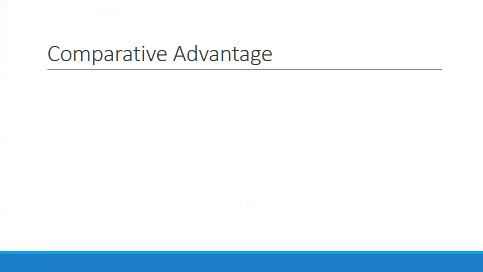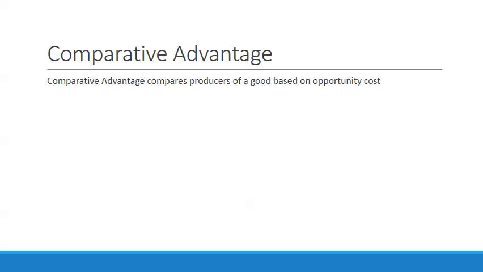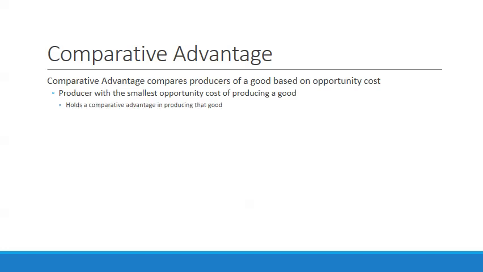So let's go back and look at comparative advantage. Comparative advantage compares producers of a good based on opportunity cost. So the producer with the smallest opportunity cost of producing a good holds a comparative advantage in producing that good. So that's what your goal here is, to gain that opportunity cost, and that comparative advantage is based on that. So therefore, they should specialize in the production and trade of that good, and then of course trade for the goods they don't produce. So specialization increases the overall level of the economy.